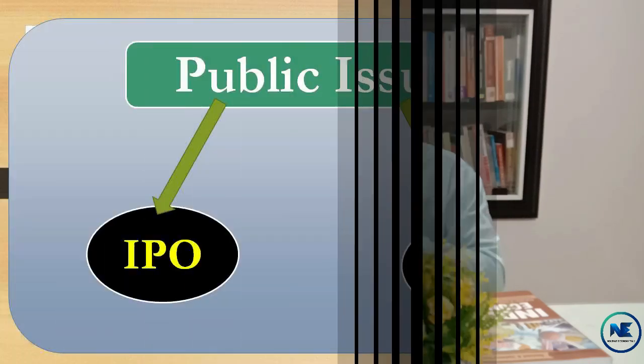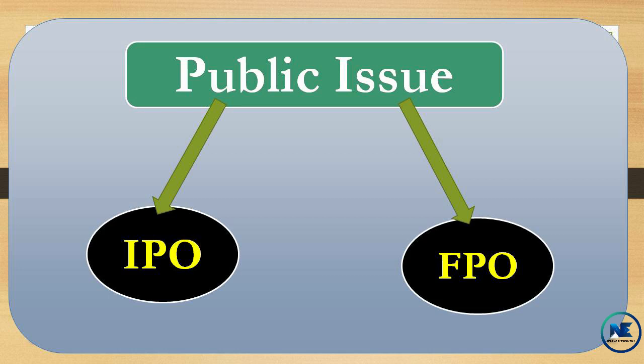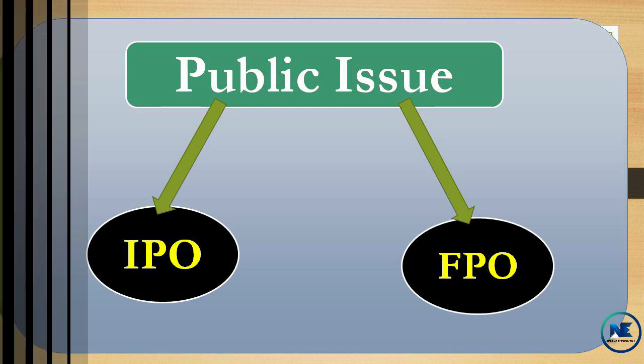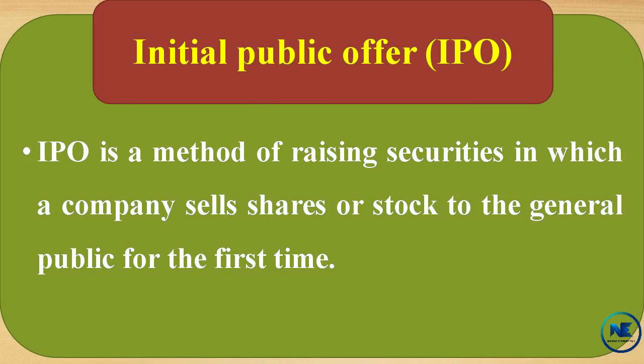Okay, here now we can simply discuss public issues that generally consist of two methods. What are they? Or two processes. One is IPO, initial public offering, and another one is FPO, follow on public offer. Now we are going to discuss what is the meaning of initial public offer, IPO.